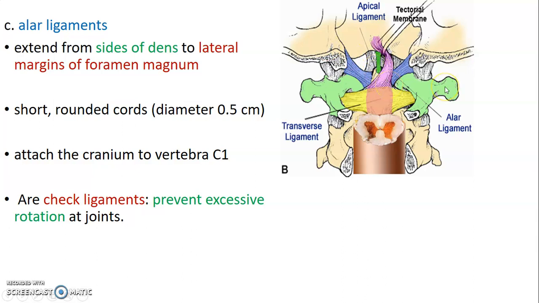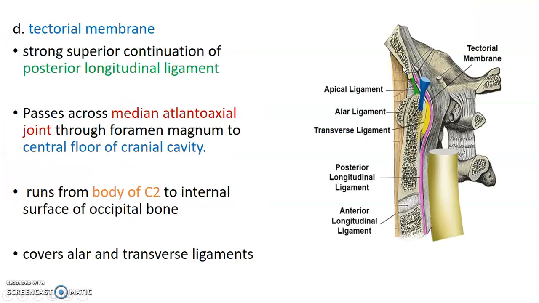So they act as check ligaments, really. They prevent excessive rotation. Alar ligaments are check ligaments that prevent excessive rotation. They run from the lateral surface of the dens to the margins of the foramen magnum.